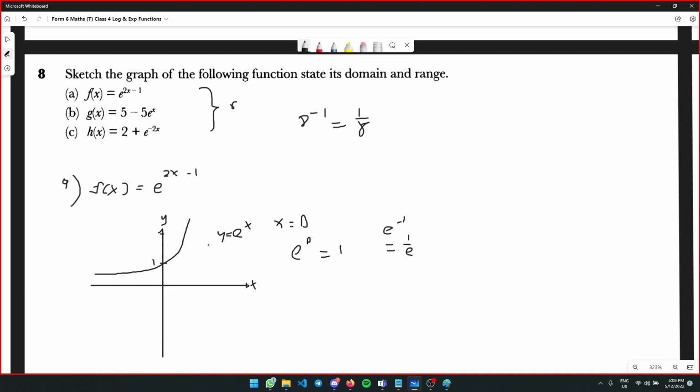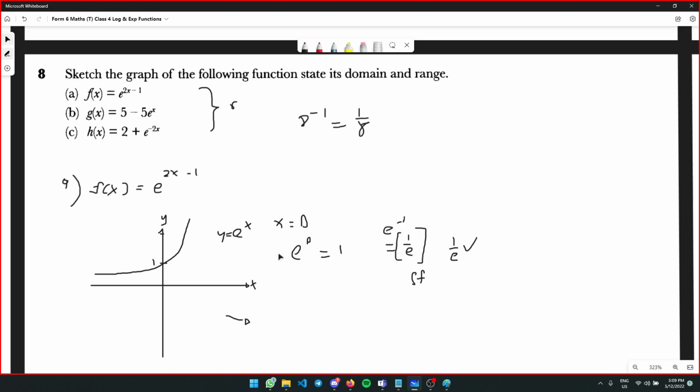For sketching, you can just leave it like this, unless they specifically ask you to give significant figures. You can leave it in fractional form, or the simplest form you can find. If it's e to the power of -1, you can leave it as one over e. So this is the simplest natural number form.